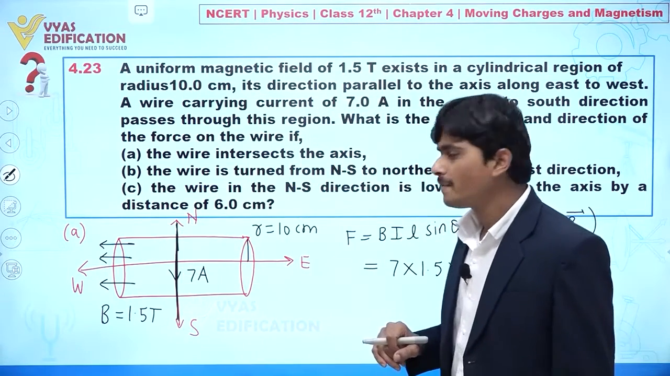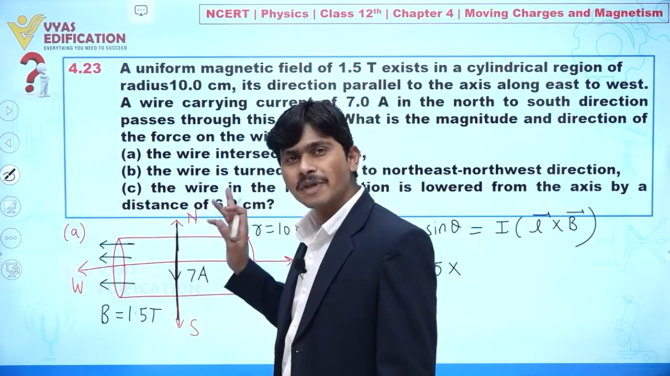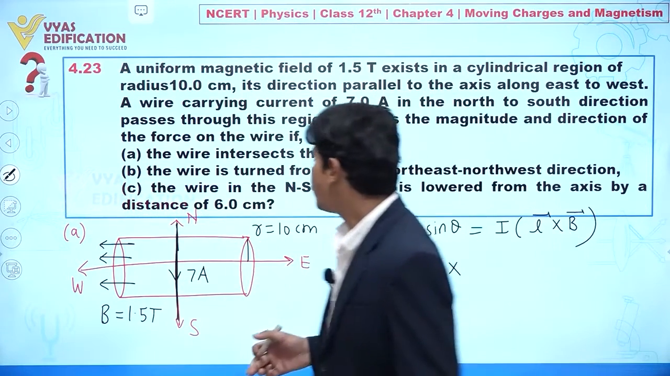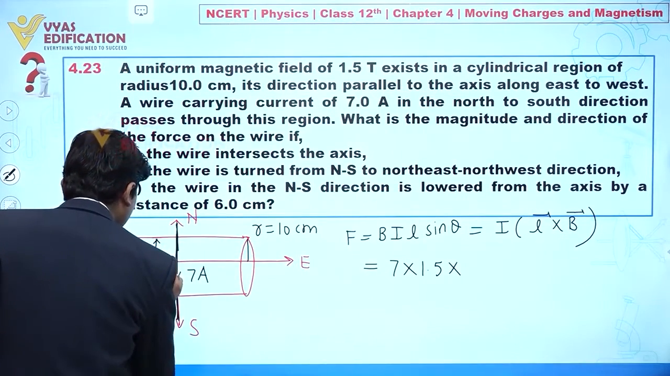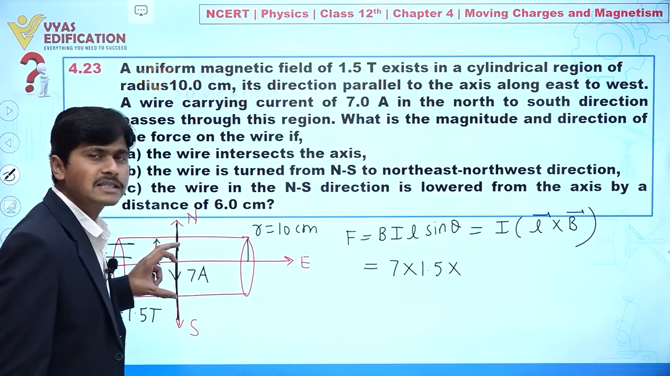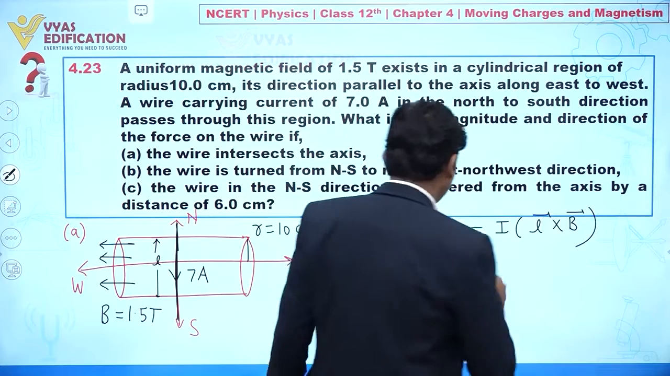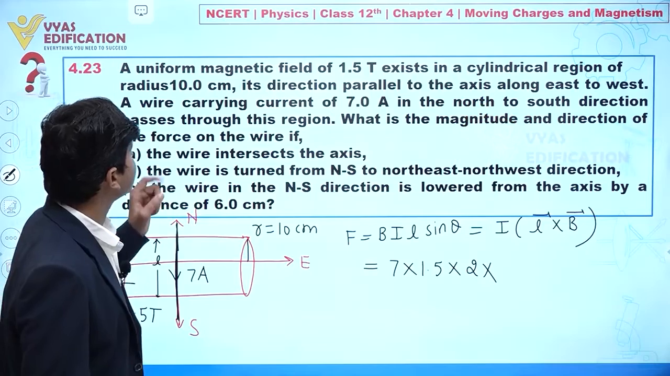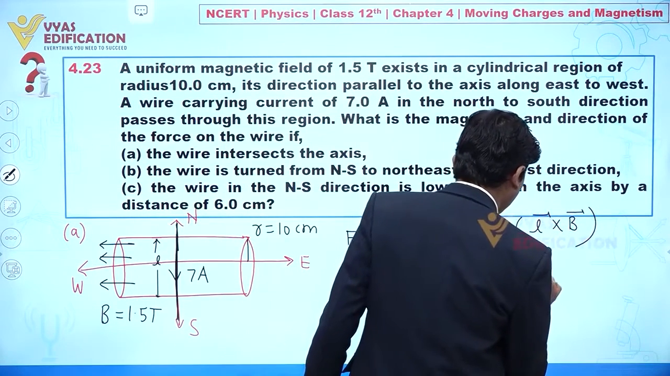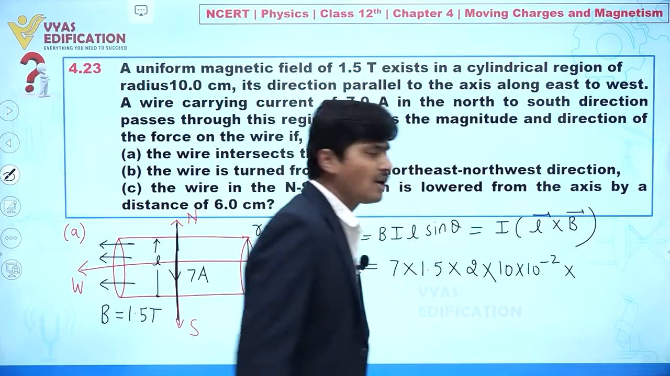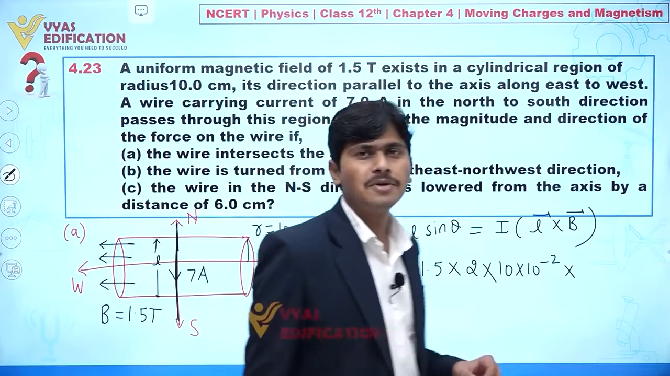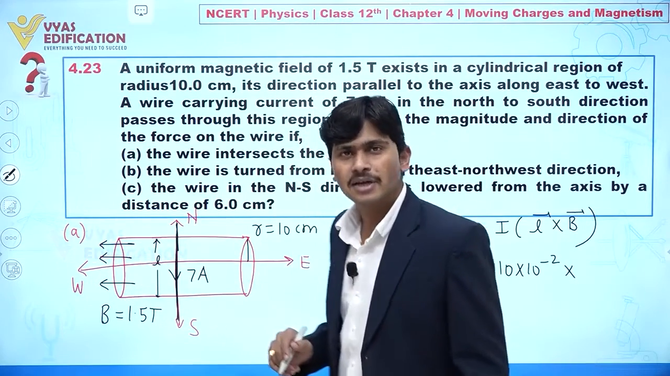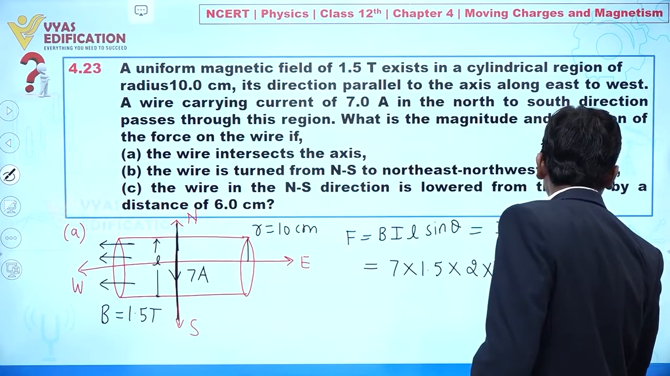Clear? Now you can say actually this wire is intersecting the axis, it means we will take length along the diameter. Clear? So now we will take this length, let's suppose this length is L. Clear? And we can say that L equals twice R. So 2 multiply, what is value of R? R is given to you, that is 10 centimeter. So 10 multiply 10 to the power minus 2. Clear? Now what is theta? Theta is angle between what? Because this is L cross B, so this L and this B both are perpendicular to each other. So I can say this is sine of 90.